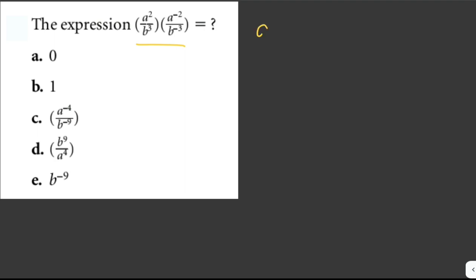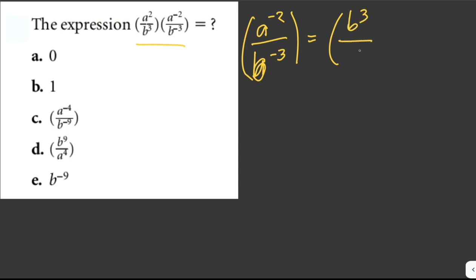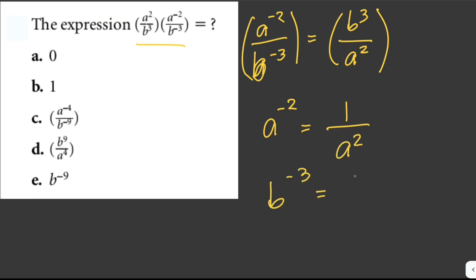Therefore, we can write a to the negative 2 over b to the negative 3 as b cubed over a squared, because a to the negative 2 can be rewritten as 1 over a squared, and b to the negative 3 can be written as 1 over b cubed. And then we can flip. That's why we have b cubed over a squared.